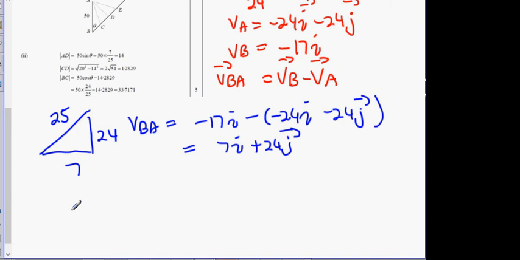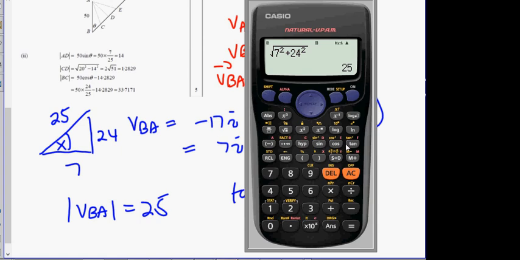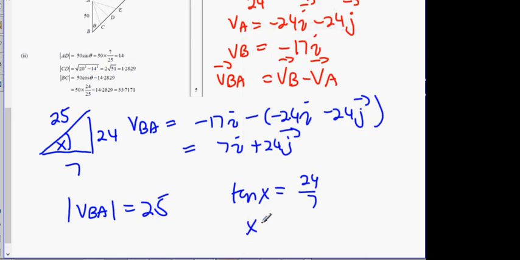Now it's very important you label it. The magnitude of velocity of B relative to A is 25. Next part, the angle. What is angle X? So tan X equals 24 over 7. So tan inverse of 24 over 7, and what you get is 73.74. So X equals 73.74.